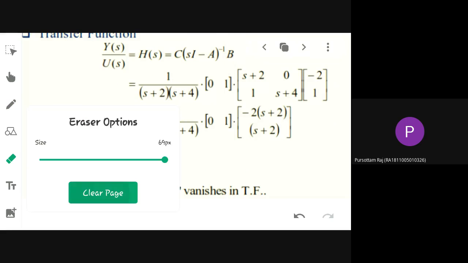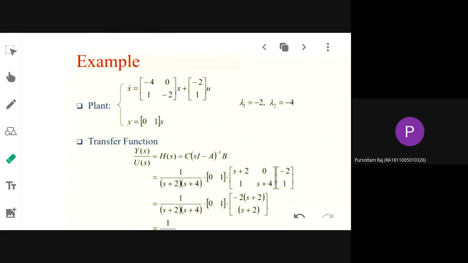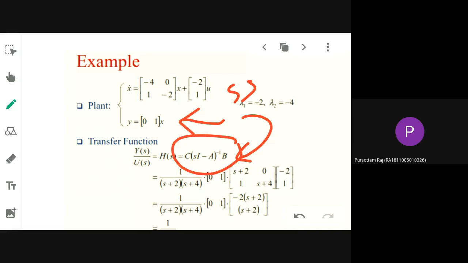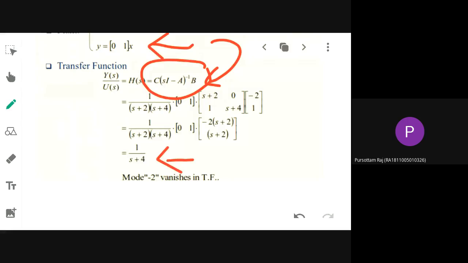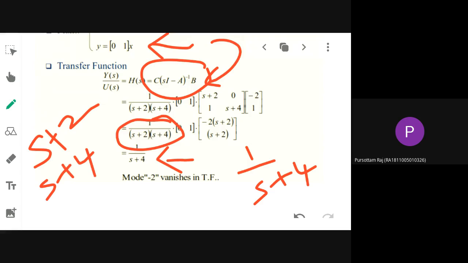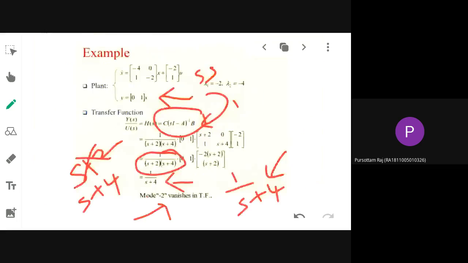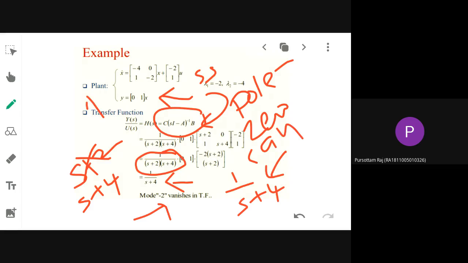What is getting cancelled? S plus 2. Again I am telling you, they have given one state space model, they have converted that into a transfer function by using the standard formula as I told you yesterday. The final transfer function is 1 by s plus 4. But there are two modes here as you can see. S plus 2 is one mode and S plus 4 is another mode. So if you observe the final transfer function, what mode is not present? S plus 2 is not present. So mode 2 is vanishing. Alright, that is called what cancellation? Pole zero cancellation in the transfer function.